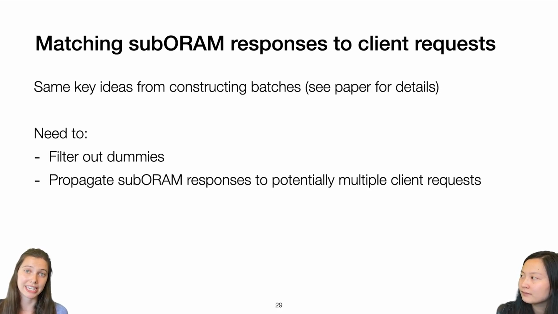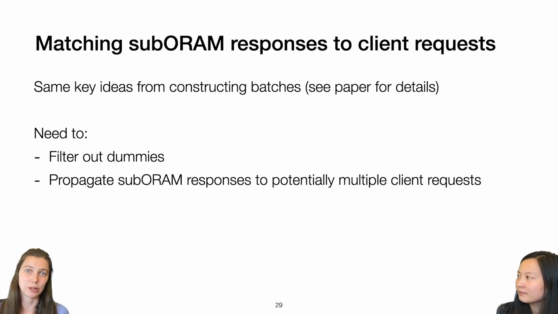And so some of the key insights, some of the things that we need to make sure that we take care of in this algorithm are that we need to filter out the dummies. Recall that we added a bunch of these dummies to our batches in order to make sure that each batch has the same size. It only depends on public information. So now we need to filter out these dummies. And we also now need to propagate sub-ORAM responses to potentially many client requests.